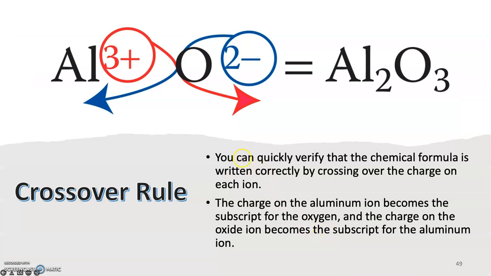You can use a crossover rule that will make it easier to write the chemical formula of a compound. You can see that the chemical formula is written correctly by crossing over the charge on each ion. For example, in the case of aluminum oxide, the charge on the aluminum ion becomes the subscript on the oxide ion, and the charge on the oxide ion becomes the subscript on the aluminum ion.